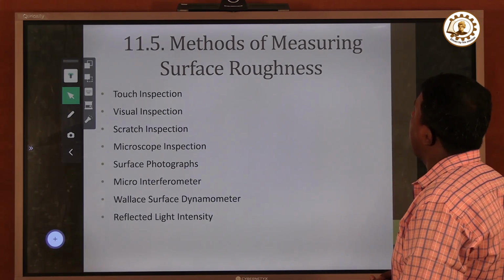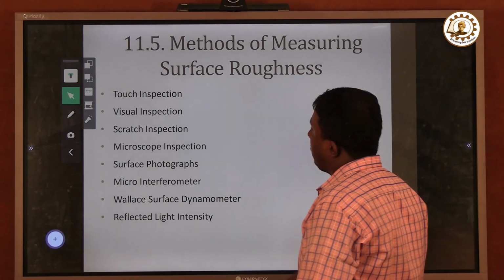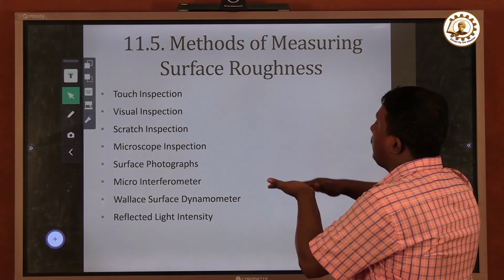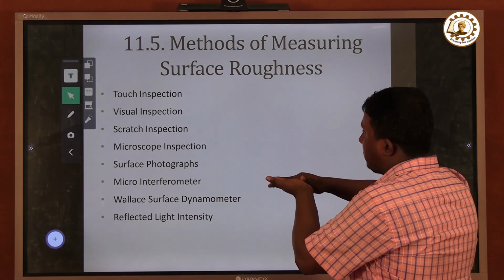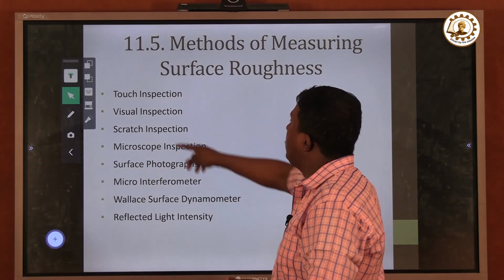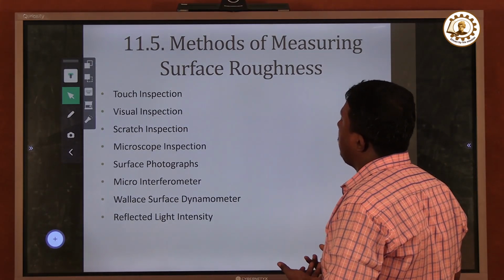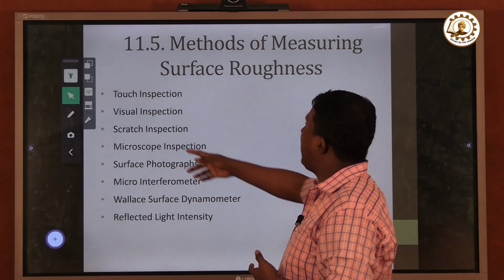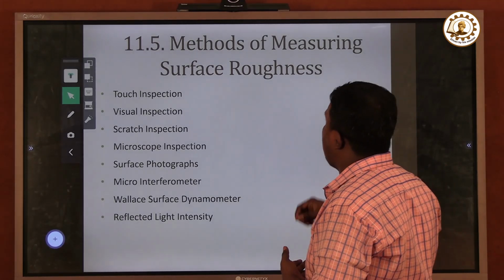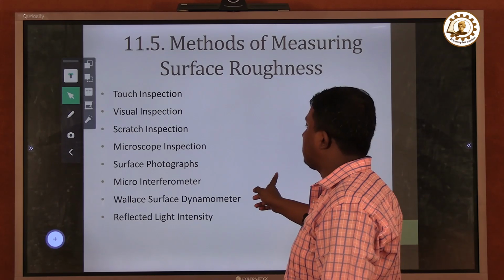Now the methods we use for measuring surface roughness can be touch inspection. When you touch the surface with your own hand, you can feel whether the surface is smooth or rough. You can see that by manual touch. Visual inspection: by looking with your own eye, you can see and visualize the surface. Scratch inspection: we can see whether the surface has any scratches or not. And with microscopic inspection, we can also see these things.